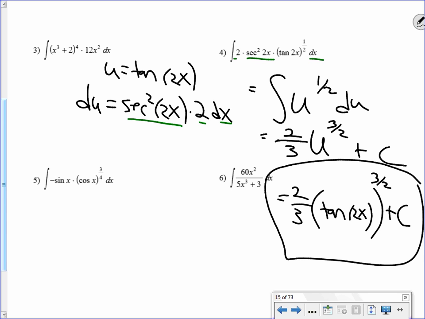And if you don't believe me, take the derivative of it. Using your chain rule, you'll get right back to where we started. Working the chain rule backwards. It's awesome. How did I get du here? Had to use the chain rule. Derivative of tan of an angle is secant squared of the angle times the derivative of the inside, which is 2. And then I went right from u to du.